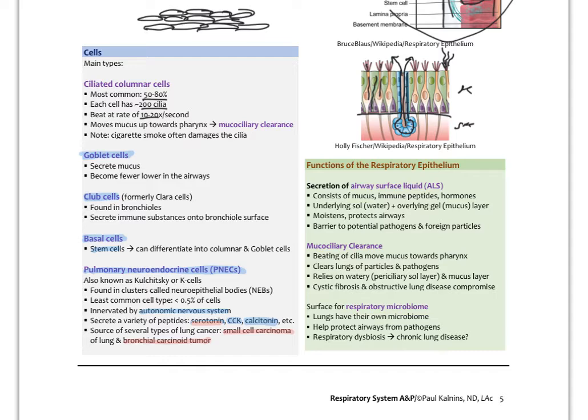So what are the functions here of the respiratory epithelium overall? Well, it's to secrete what's called the airway surface liquid, ASL. And that consists of the mucus we talked about, but also immune peptides and different hormones like we just discussed. The ASL has two layers. There's an underlying layer called the watery or sol layer. The lower layer is more thin and watery. And then there's an overlying gel mucus layer.